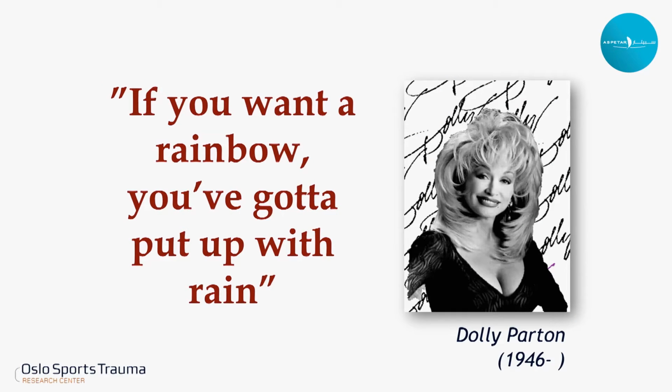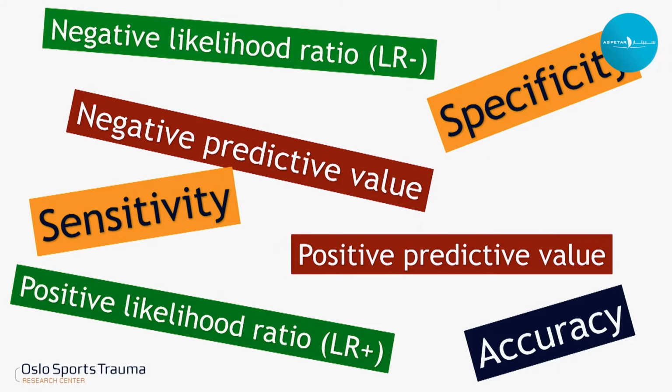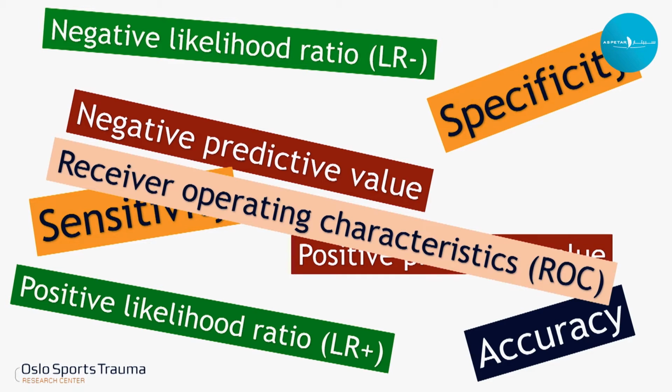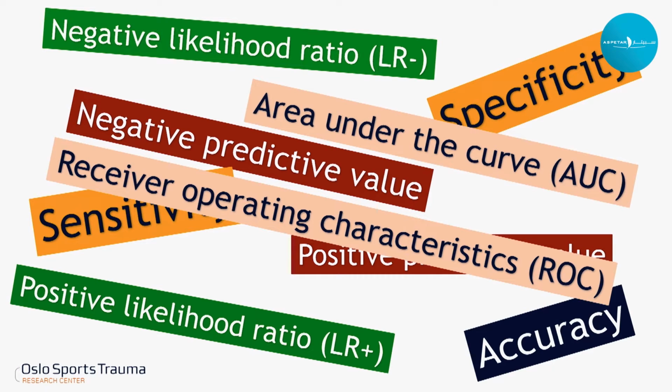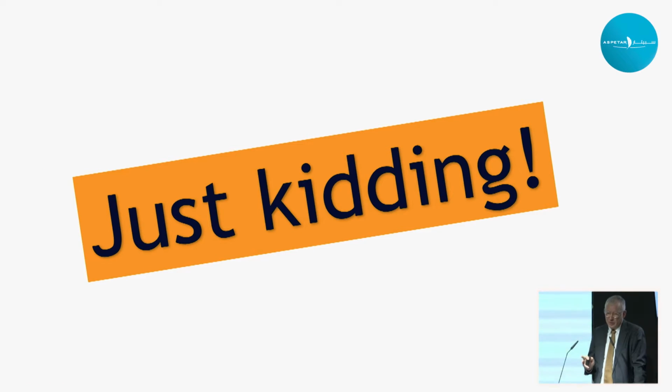And I'll start by quoting my favorite philosopher, Dolly Parton, who says that if you want a rainbow, you got to put up with rain. So the next 30 minutes or so, I will be discussing likelihood ratios, predictive value, and I'll also get into the characteristics of ROC curves and then the area under the curve, which is really the number that we're looking for. Sorry, just kidding.